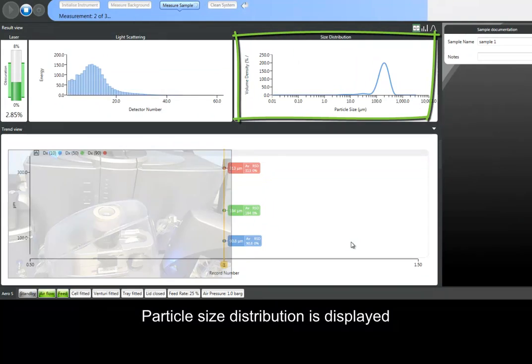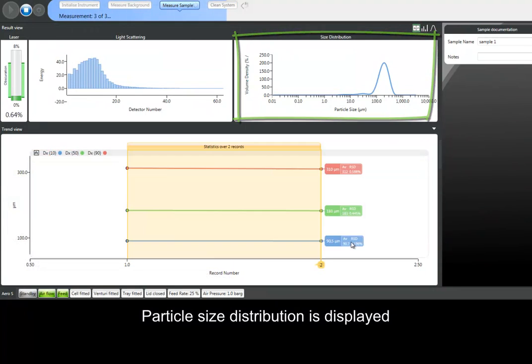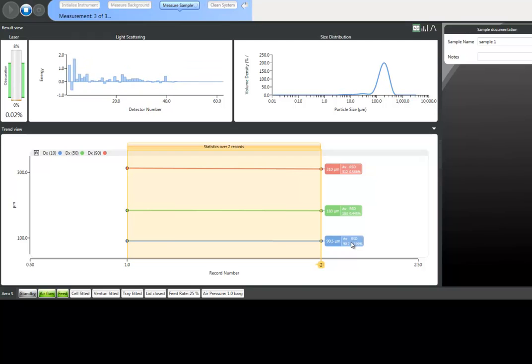Then the particle size distribution is displayed, and we can make multiple measurements to check for sample segregation and look at the stability of the measurements.